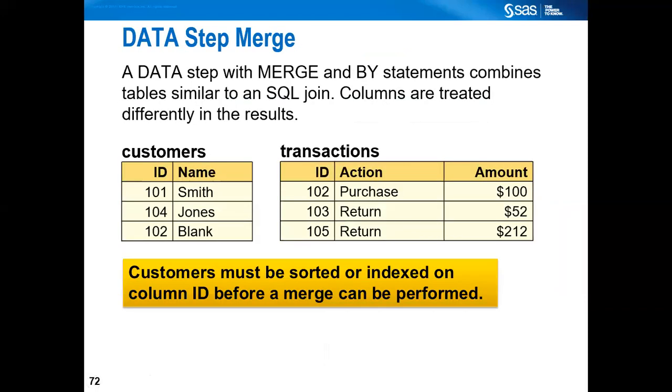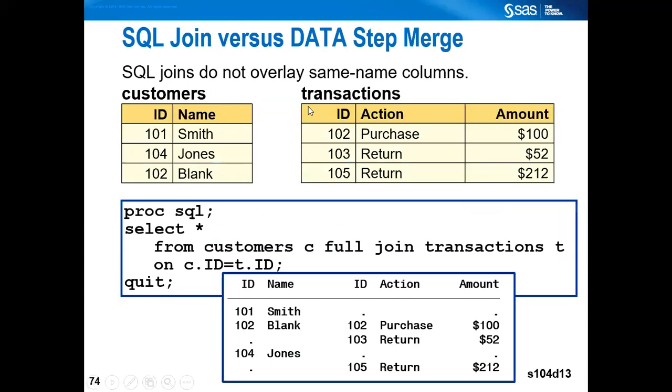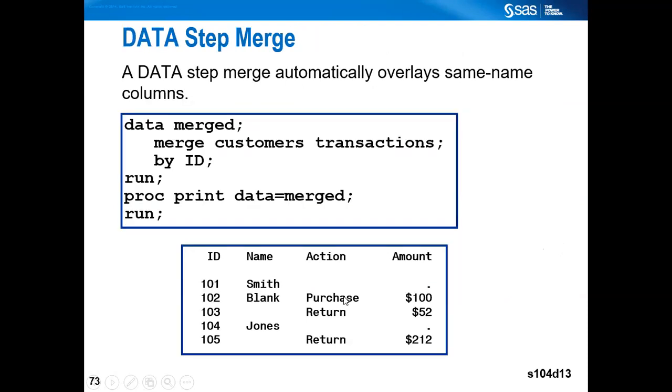It's telling us a data step with merge and BY statement combines tables similar to an SQL join. Columns are treated differently in the result. The tables must be sorted or indexed on your column ID before the merge can be performed. That is a prerequisite. So what happens on the basis of the common column? In case your columns are common, like ID, we will not get two columns separately like in SQL. Data step merge automatically overlays same name columns. That's why you get a single ID column.